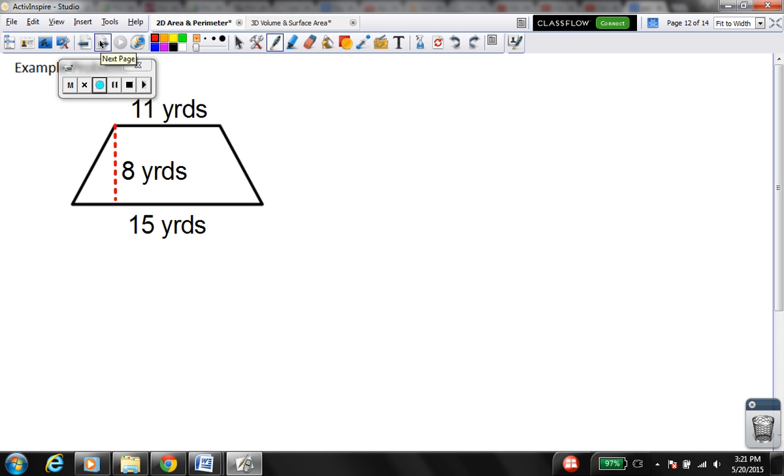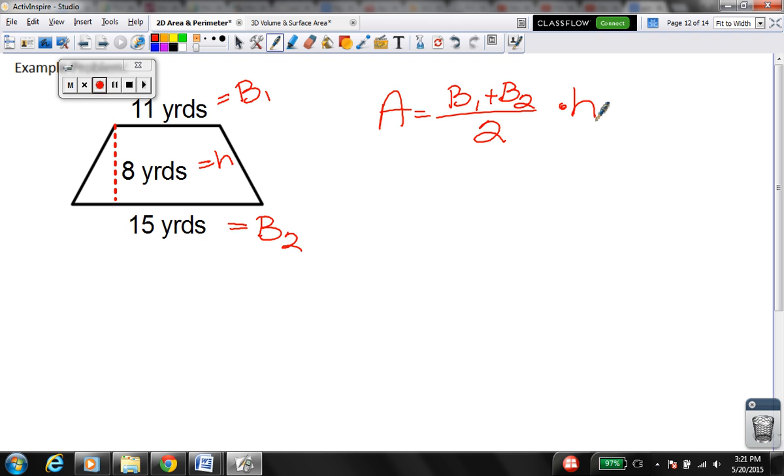So here we have a trapezoid. Let's go through the pieces of information. The top is base 1, 11 yards. The bottom is base 2 of 15 yards. And the height is 8 yards. The area is equal to base 1 plus base 2 over 2, times the height. So base 1 is 11 plus 15 over 2 times a height of 8.